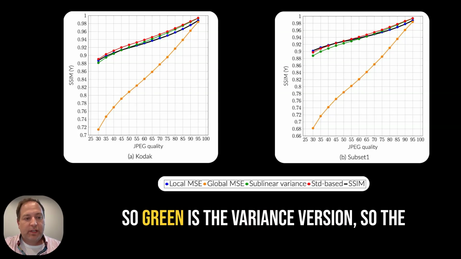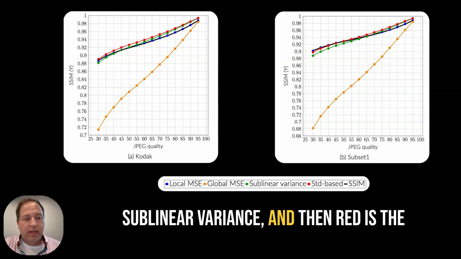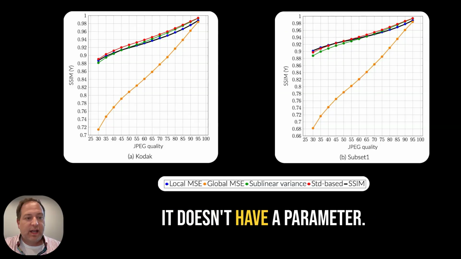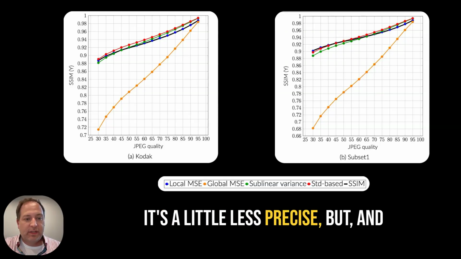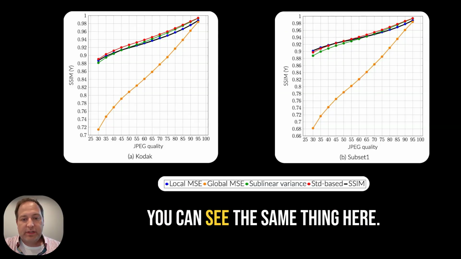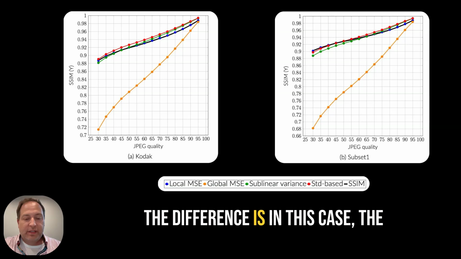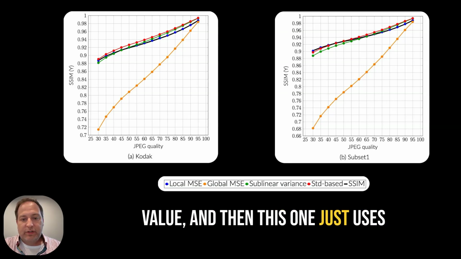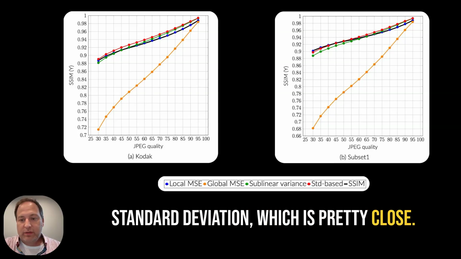So green is the variance version, so the sublinear variance. And then red is the standard deviation version that we proposed. This one's interesting because it doesn't have a parameter. It's a little less precise, but you can see the same thing here. The difference is, in this case, the sublinear variance is tuned to a certain value, and then this one just uses standard deviation, which is pretty close.